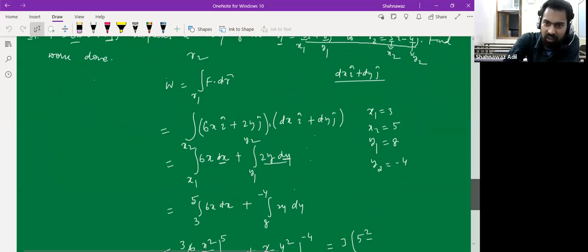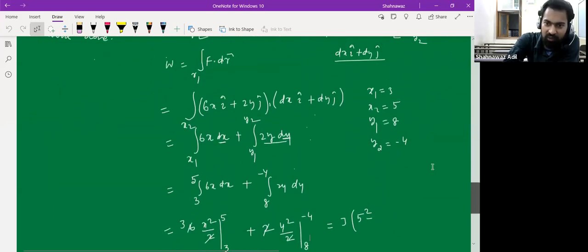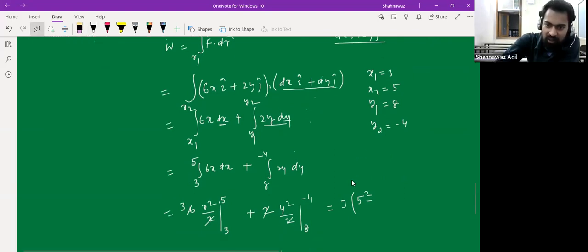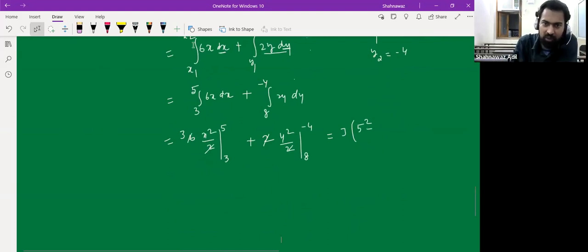So I was doing the work done for the variable force. As the force was in 2D, I used this form of dr, and then I reached here. Then I applied the limits of the integral and was solving this.